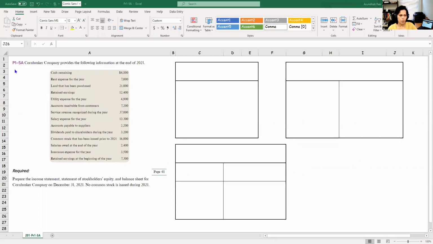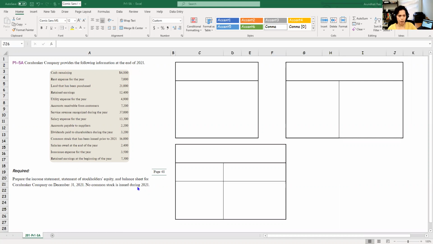So with that, let's start with the assignment that you're going to be seeing and how we're going to work on that. So it's problem 1-5A. We have Cornhusker's company that provides the following information at the end of 2021. Before we read through all this, let's look at what we've been asked to do. We've been told that we are required to prepare an income statement, statement of stockholders' equity, and the balance sheet for Cornhusker Company on December 31st, 2021. No common stock is issued during the year.